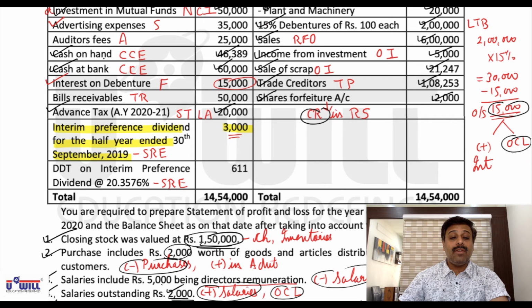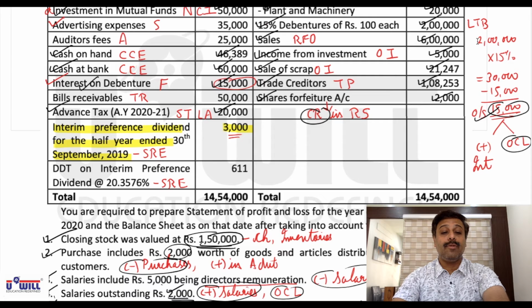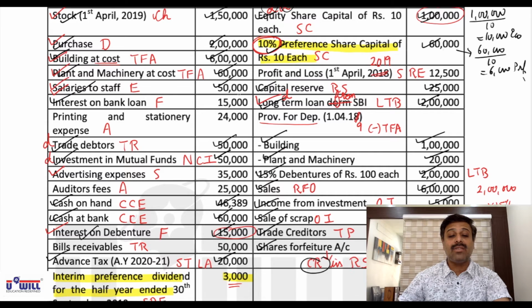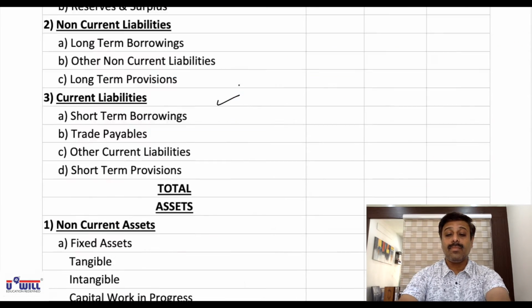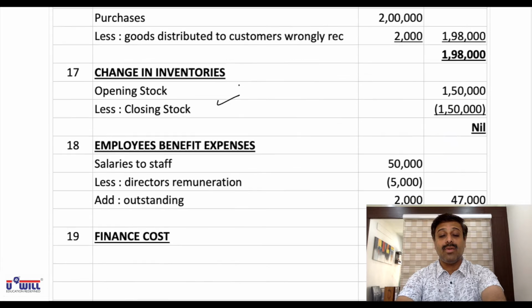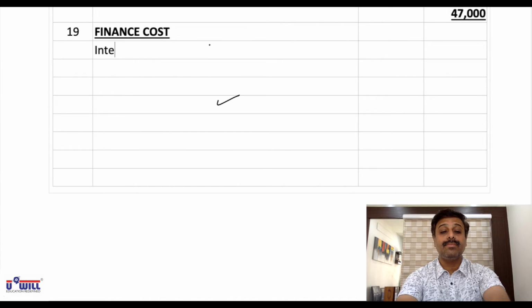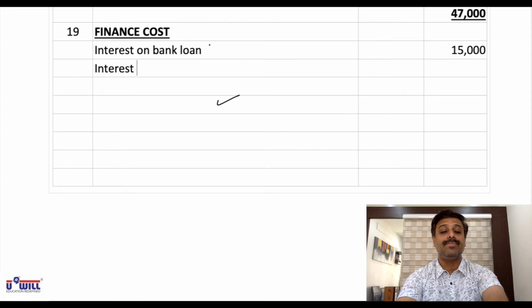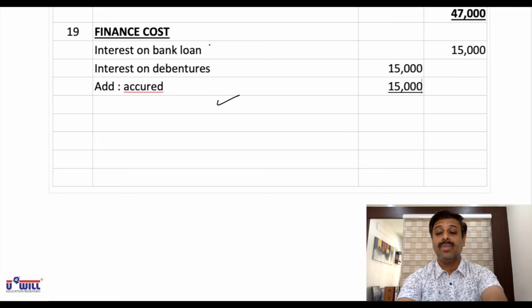Then after employee benefit expenses, we have finance cost. In finance cost, we have interest on debentures, and there is a hidden adjustment. We will add the outstanding of 15,000. Interest on bank loan is also there in finance cost, 15,000. So all of you write down interest on bank loan 15,000. Then interest on debentures, inner column 15,000, add accrued or outstanding 15,000. Total 30,000. And total finance cost will come to 45,000.